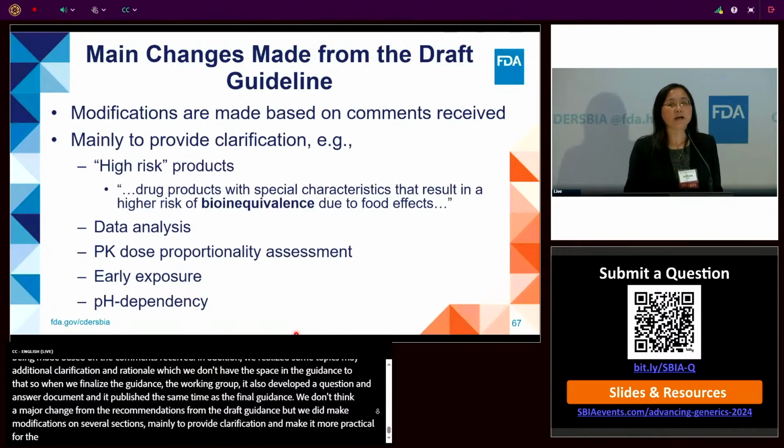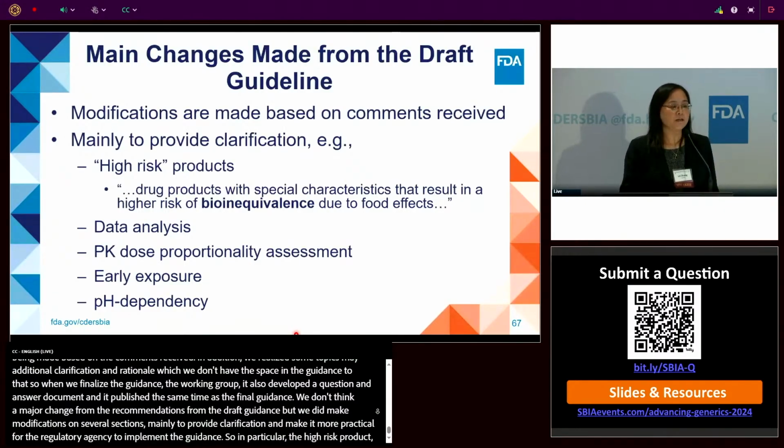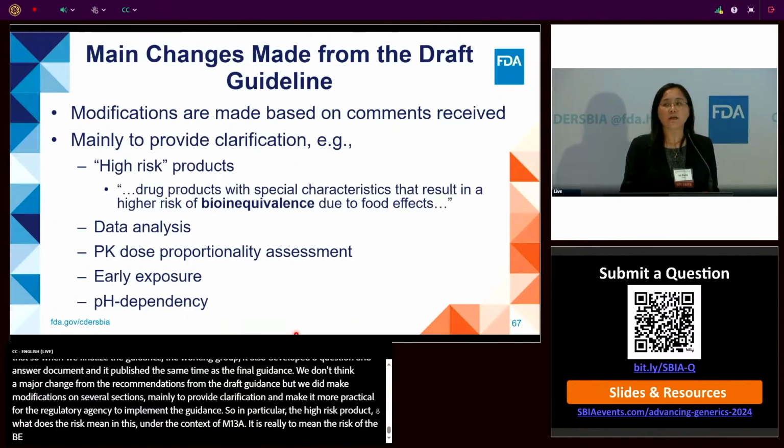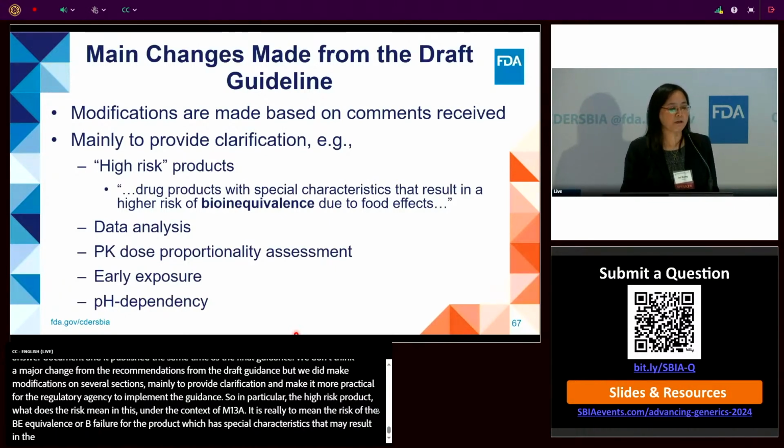In particular, for the high-risk product, what does risk mean in the context of M13A? It really means the risk of bioinequivalence or BE failure for those products which have special characteristics. They may result in a high risk of bioinequivalence under the fed condition due to differential food effect caused by formulation or manufacturing process.